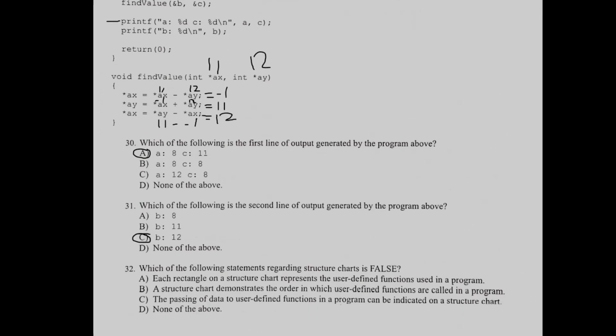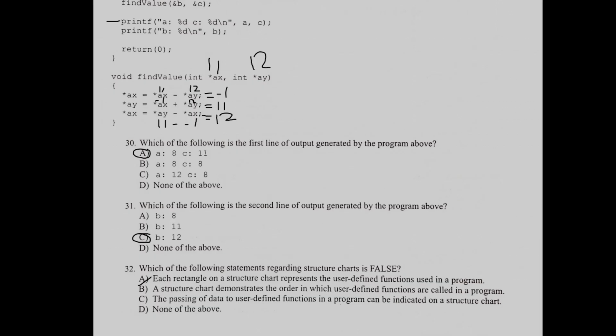32. Which of the following statements regarding structure charts is false? A. Each rectangle on a structure chart represents the user-defined functions used in a program. That's true. Rectangles represent functions in structure charts.